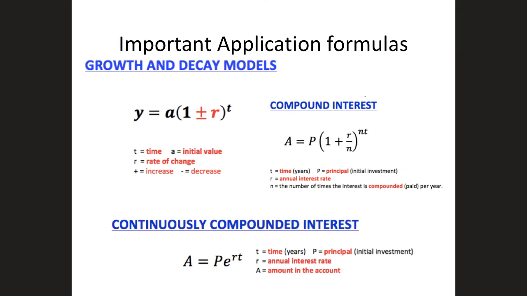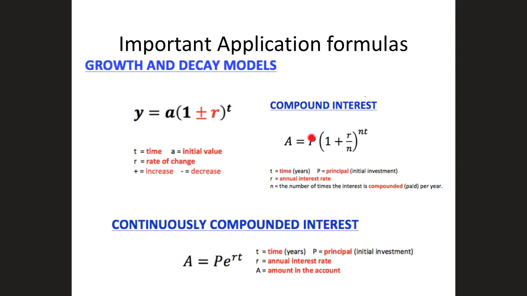Okay, here are some important application formulas that we use often with exponential functions. So the most common one is just percent growth and decay. You have your initial value, your starting amount, a. So 1 says that you're multiplying a by 1 and then plus or minus some rate of change. This rate of change will be a percent as a decimal. So it'll be greater than 1 if it's growth, and less than 1 if it's decay, raised to the time power, where t is time.